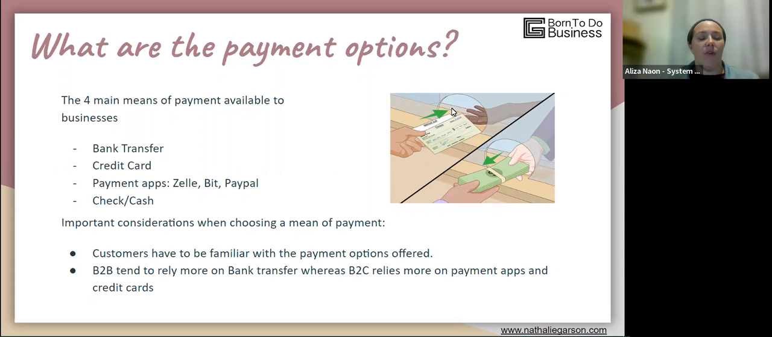We have credit cards. Credit cards have been around for a long time, but they are very much used. It's the most used means of payment, especially when we're talking about online transactions. And then we have payment apps such as Zelle for the US, Bit for Israel, and PayPal worldwide. In the presentation we have a whole section dedicated to PayPal. And check and cash. There is an option for digital check, right? There are some tools that are available, usually for business to business, that make it possible, but it's still not one of the main means of payment, and cash is nowadays very limited.